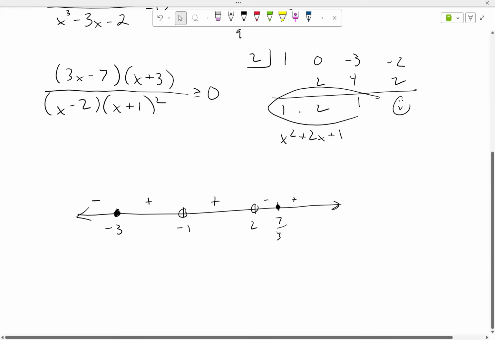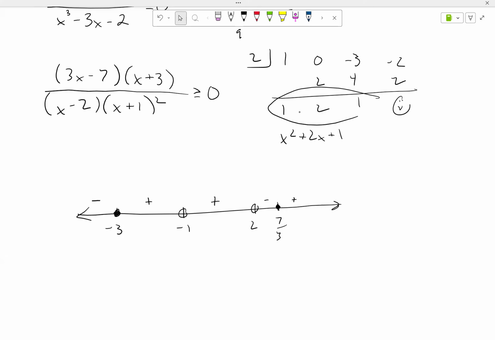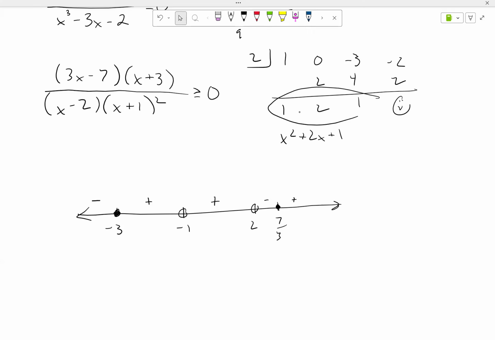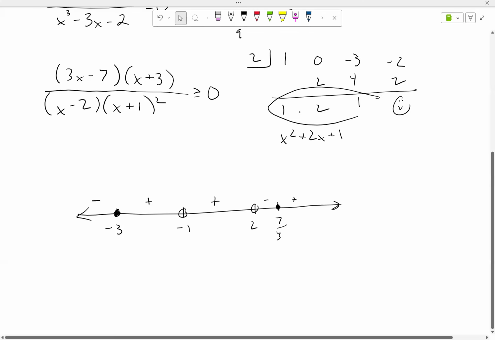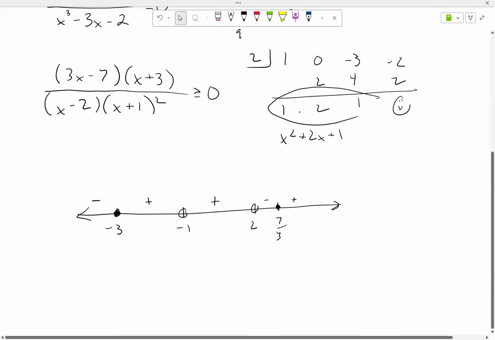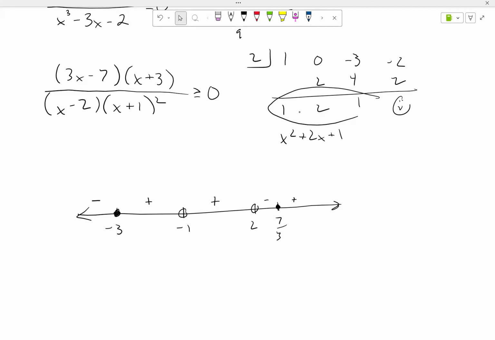If -3 had a multiplicity of 2, would that also be positive? Yeah, it would also be positive, but that would actually be a physical bounce because it touches it. So if it was just x plus 1 by itself, and then x plus 3 was squared instead, would the -3 to -1 area be negative, or would it be positive? So you're saying if the multiplicities were reversed, then it would alternate on either side of -1 and stay the same on either side of -3. Yeah, good question.